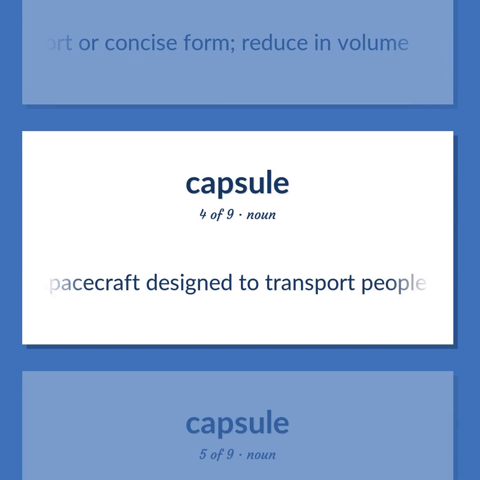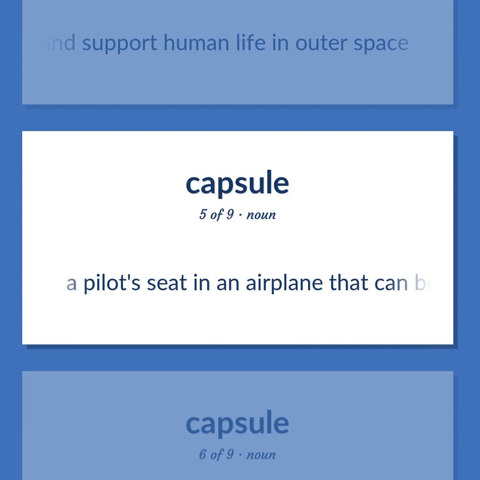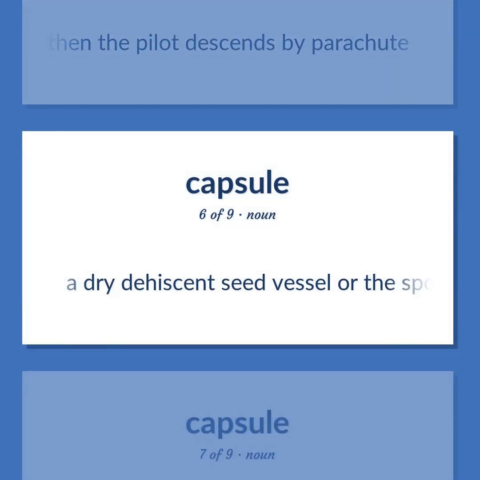A spacecraft designed to transport people and support human life in outer space. A pilot seat in an airplane that can be forcibly ejected in the case of an emergency. Then the pilot descends by parachute. A dry dehiscent seed vessel or the spore containing structure of, e.g., mosses.